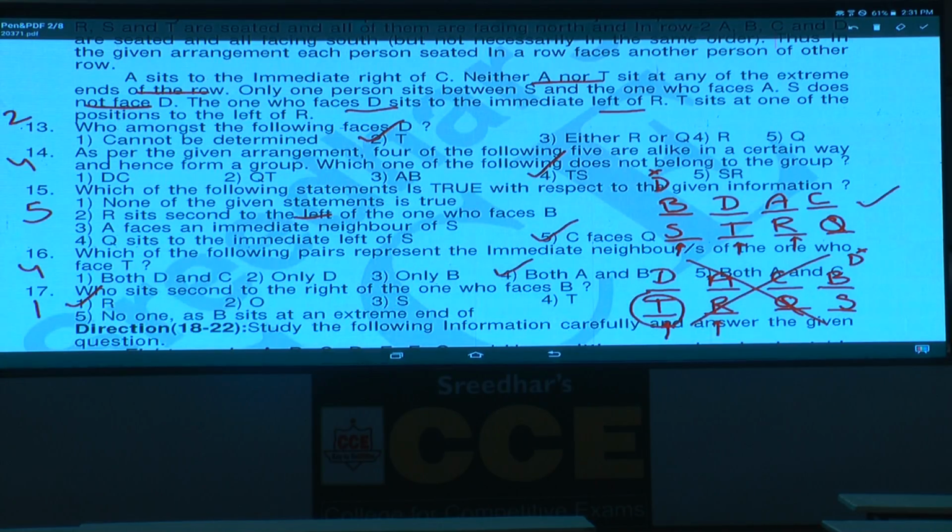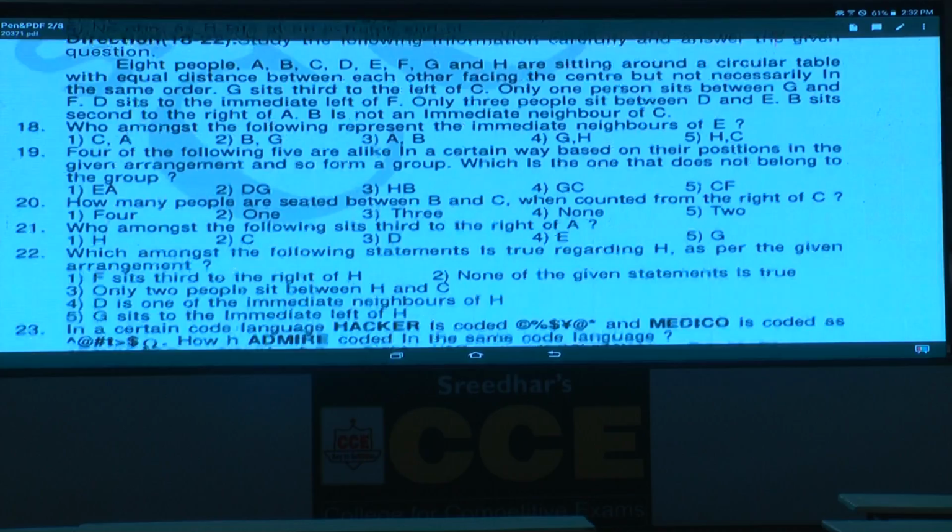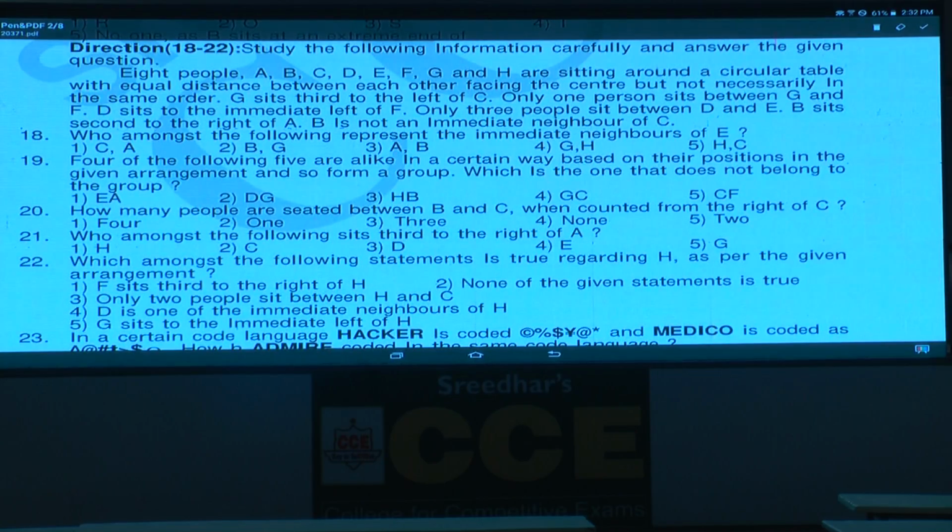Now question numbers 18 to 22, it's again based on one more puzzle. Now 8 people, A, B, C, D, E, F, G and H are the 8 persons. These 8 persons are seated around a circular table with equal distance between each other facing the center. Clearly specified, all the persons are facing towards the center only, isn't it? Then conditions. What is the first condition here?